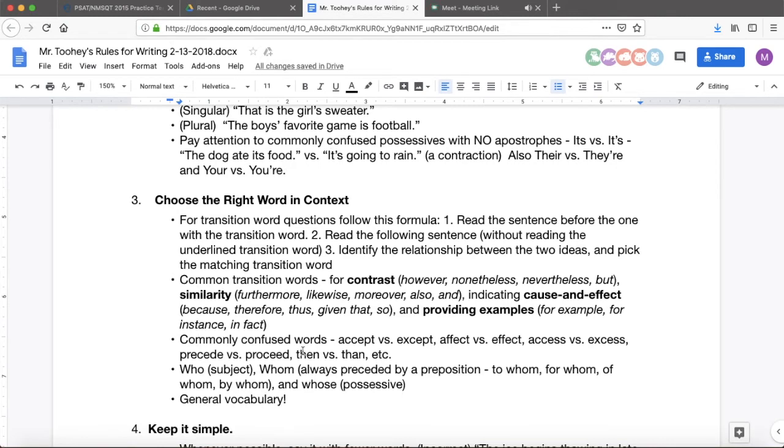So Blaze, go ahead and read the first pair of commonly confused words. Alrighty, so commonly confused words, accept versus except. Yeah, can you use accept with an A in a sentence? Wait, can you repeat that again? Sorry. Yeah, can you use accept with an A in a sentence?